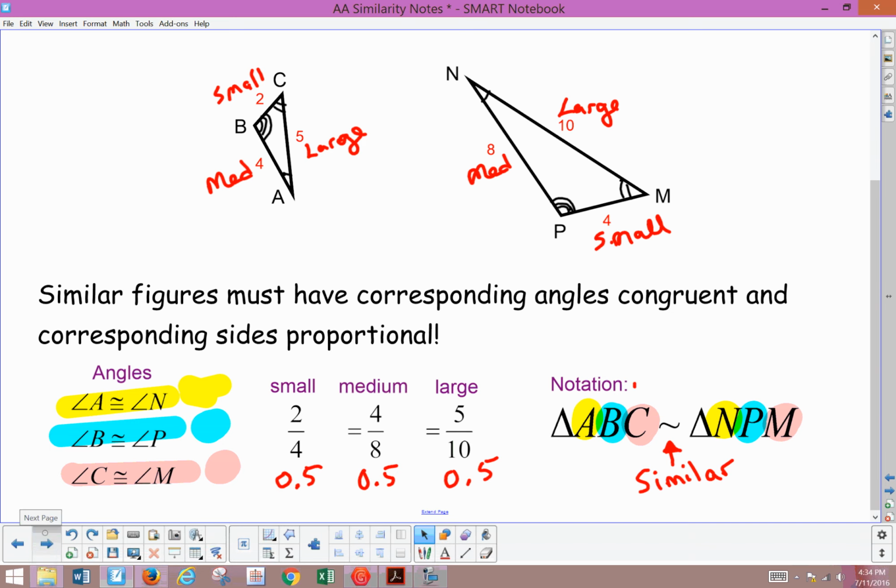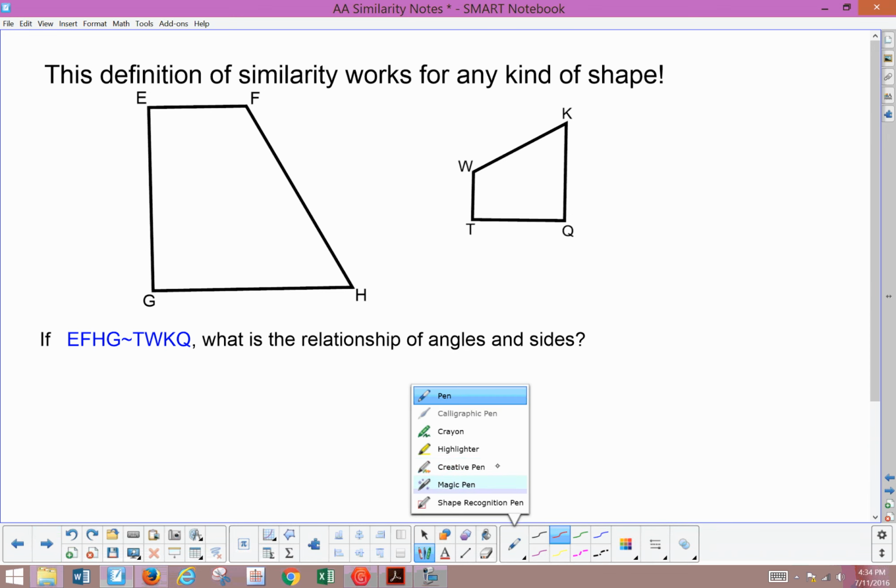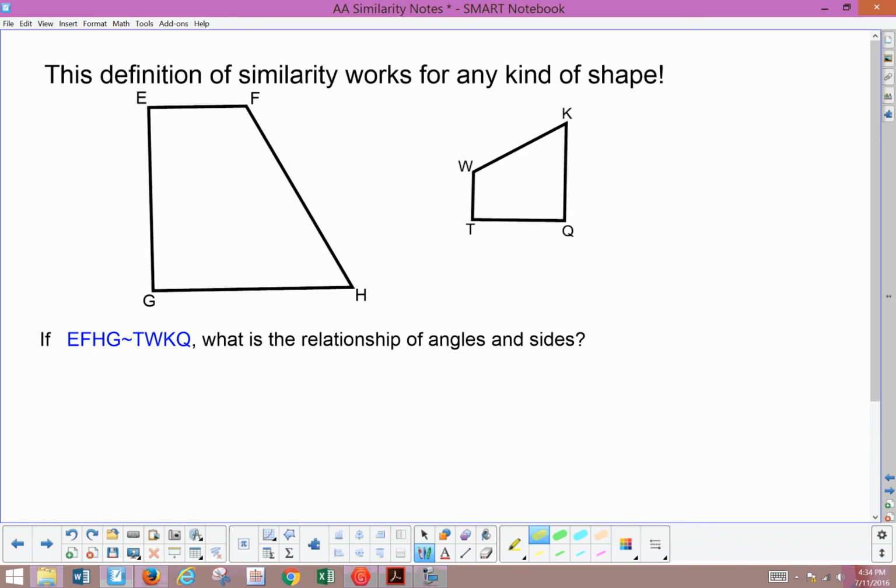Let's take a look at an example that's not triangles. The definition of similarity works for any kind of shape. It doesn't have to be triangles. So if I look at these two figures, I am told that the figure on the left, EFHG, is similar to the figure on the right, TWKQ. I want to know what the relationship is for the angles and what the relationship is for the sides. Well, I'm going to start off by identifying what matches up.